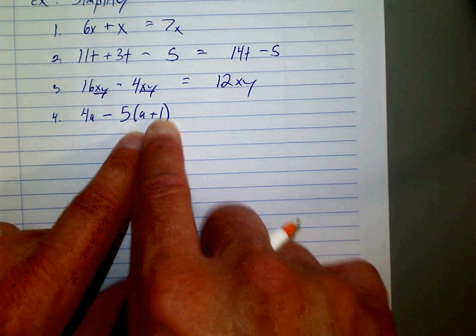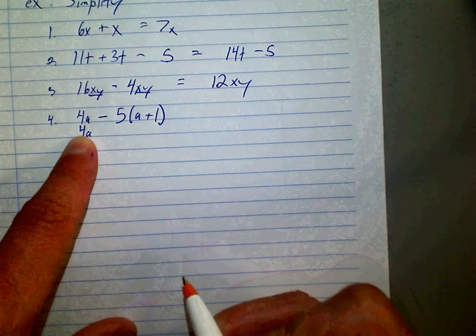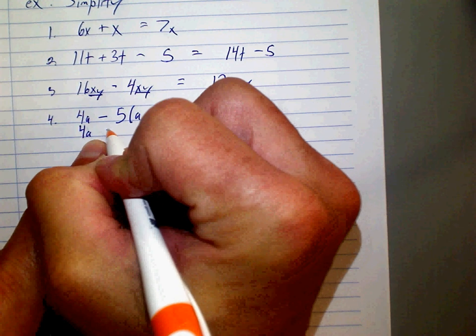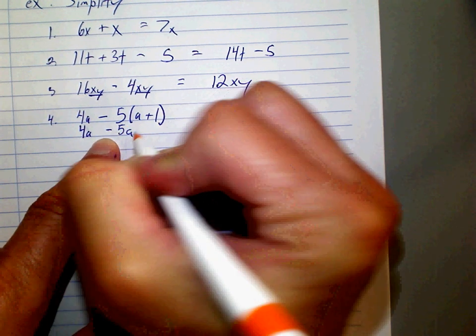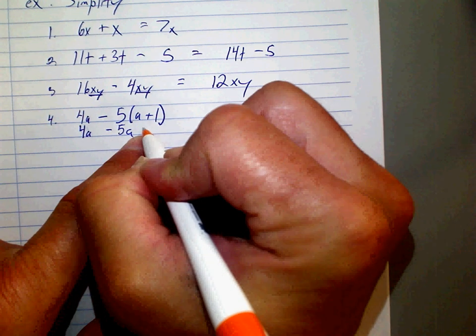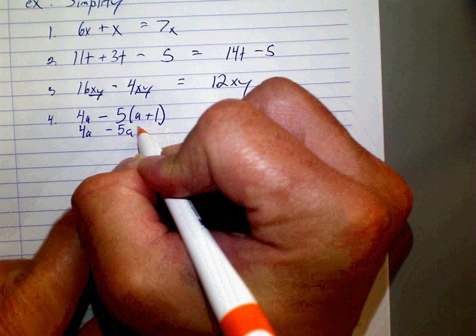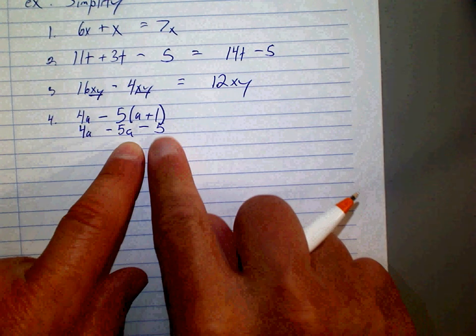So the 4a, I'll just leave it there because I really can't do anything to it, that term. This will be minus what? Minus 5a, plus or minus? Minus 5. Because 5 times 1 is 5. And it's a negative times a positive.